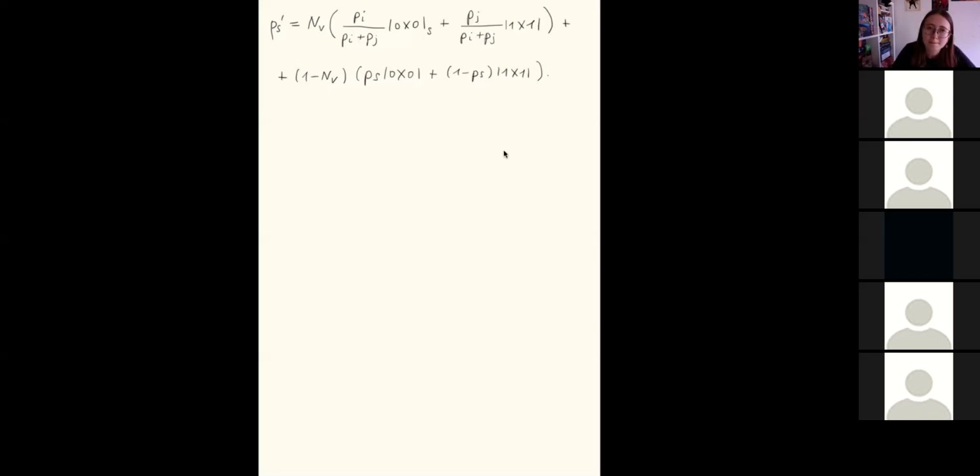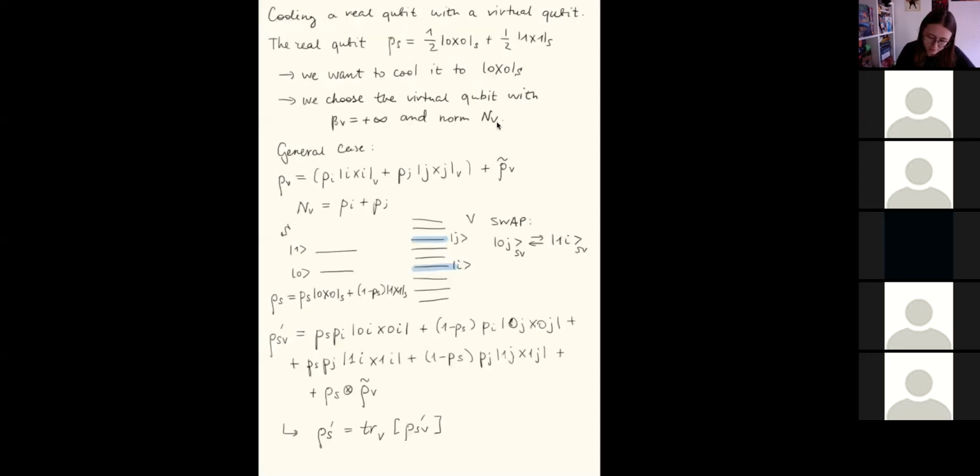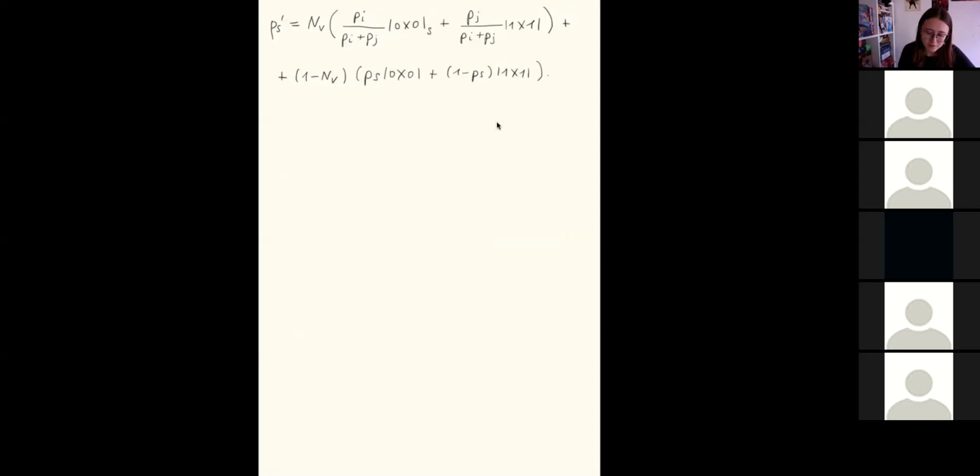Sorry again. Haven't we defined NV to be PI plus PJ? Oh, yes, it's PI plus PJ. And why are we writing it in this way and not just cancel out the terms? Which terms would you want to cancel out? If you go to the equation that you just wrote, the first term has NV multiplying and NV dividing. Yes, so I wrote it in this way because indeed, PI plus PJ is NV.